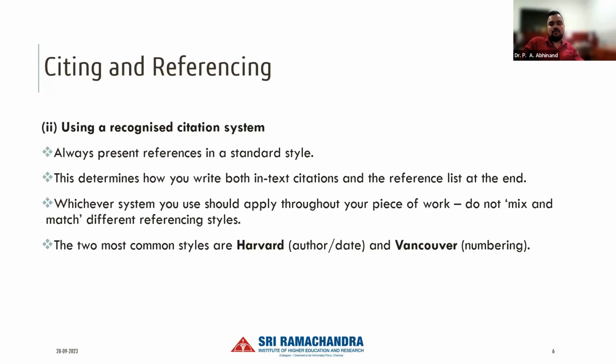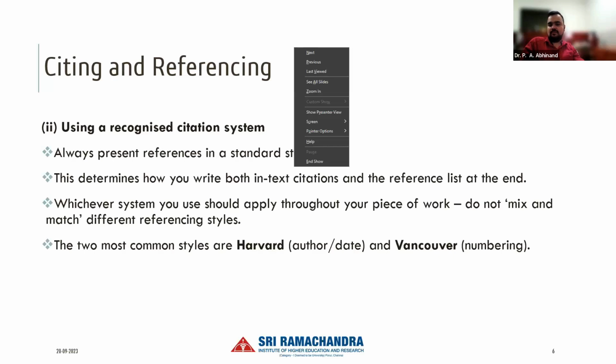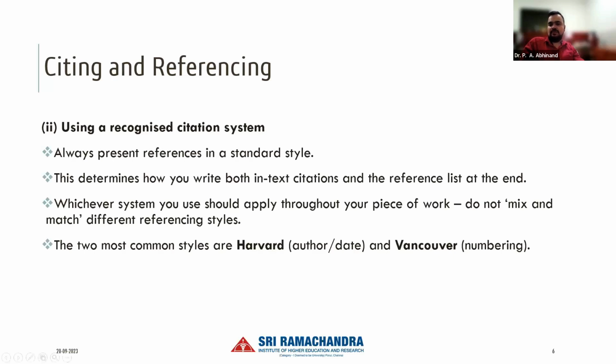Though I told you that there are more than 2000 different styles of referencing, all of them come under two major categories. The first one is the Harvard style, which is also called the author date style, and the other style is called the Vancouver style, which is called the numbering style. You might have come across both styles, but might not have known the name. Some of you might not have known the name.